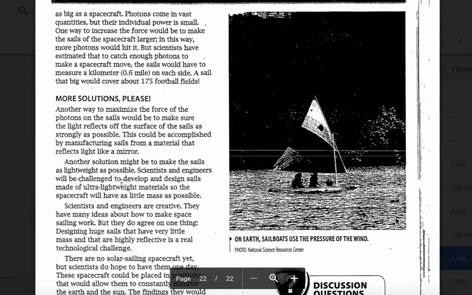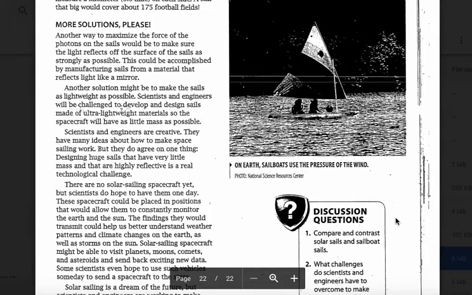More solutions. Another way to maximize the force of the photons on the sails would be to make sure the light reflects off the surface of the sails as strongly as possible. This could be accomplished by manufacturing sails from material that reflects light like a mirror. Another solution might be to make the sails as lightweight as possible. Scientists and engineers will be challenged to develop and design sails made of ultra-lightweight materials, so the spacecraft will have as little mass as possible.